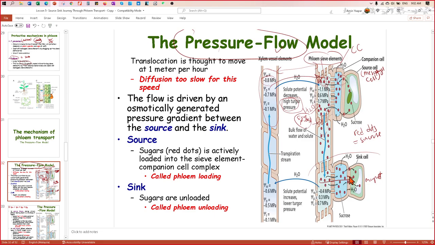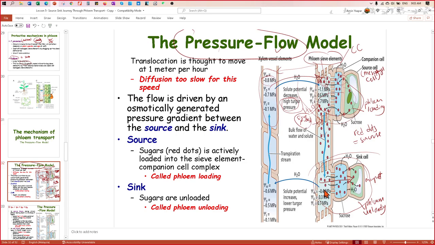So this whole event here, you call phloem loading. The sucrose from the mesophyll goes to the companion cells, goes to the phloem sieve cells. At the sink region, this whole event here, we call phloem unloading. So the sucrose will leave the sieve elements, because now the destination is the sink cell.